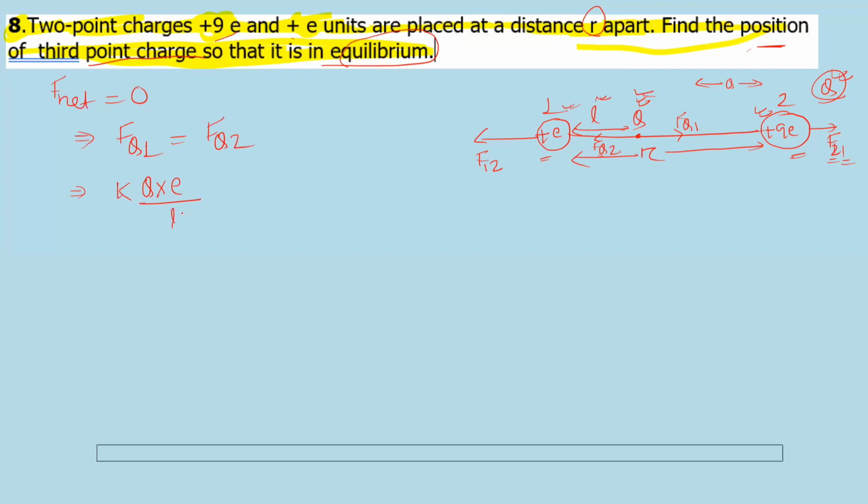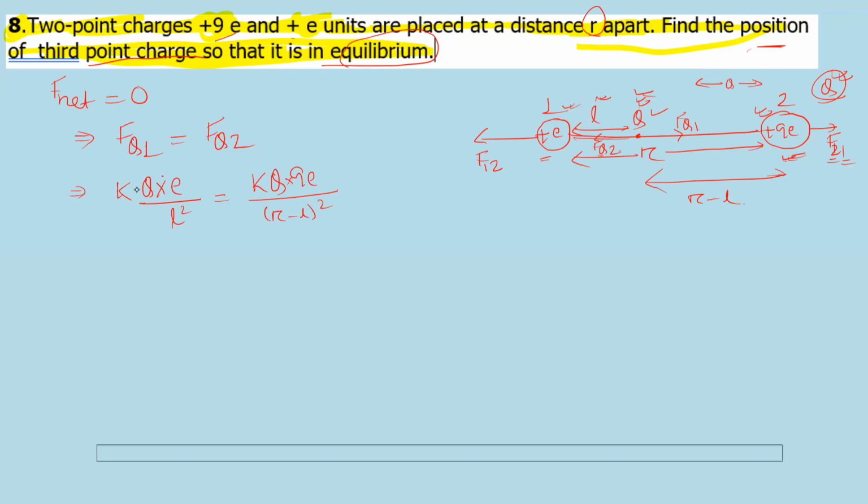So this will become L square equals, here again K, the charge q is the same. The magnitude of the second charge is 9e, divided by the distance between this q and this 9e. So if you see here, this entire distance is r, this distance is L. So this distance will be how much? R minus L. Okay, this entire length minus this length. So you write here (R minus L) whole square.